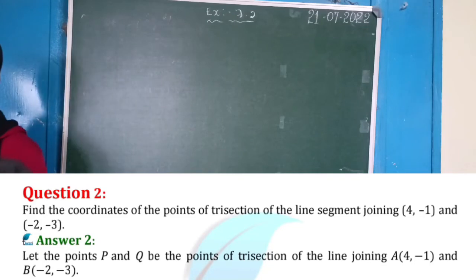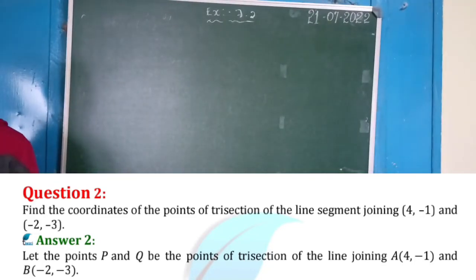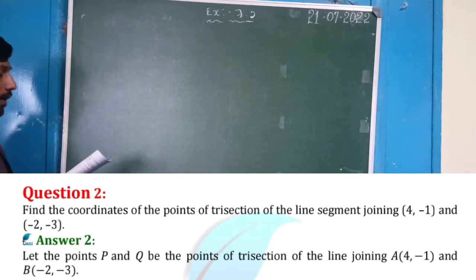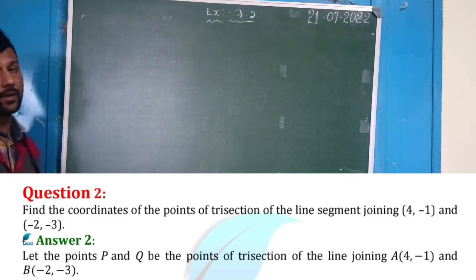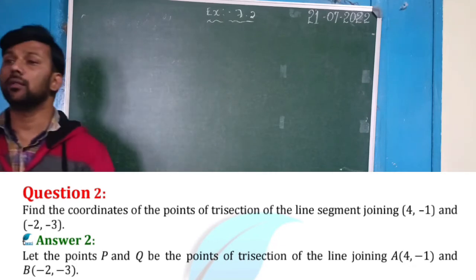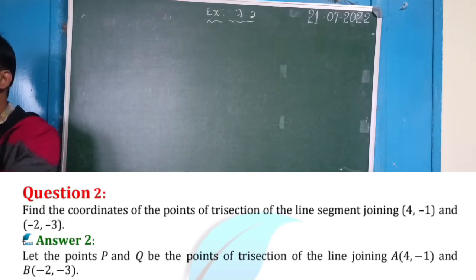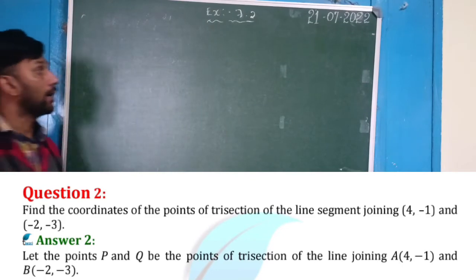So find the coordinates of the points of trisection of the line segment joining 4 comma minus 1 and minus 2 comma minus 3. They have given two coordinate points, and you need to find the coordinate points. But have they given the ratio over there? No. They have not given the ratio, but one word they have mentioned, that is trisection.